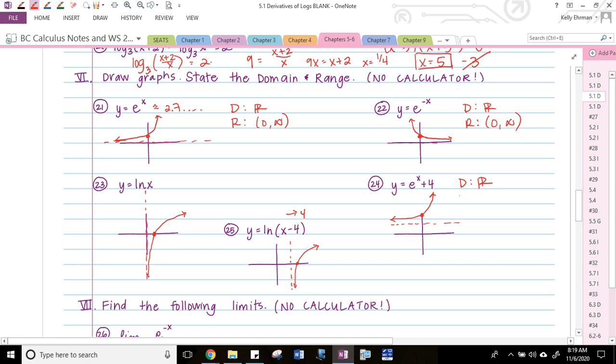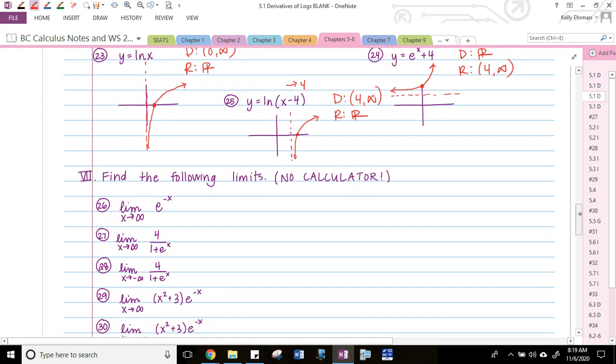For e to the x plus 4, now we've got 4 to infinity because that's where the new horizontal asymptote is. And then for logarithmic functions, the range can be anything, all real numbers. The range is always all real numbers. The domain is based off of that vertical asymptote. So the domain for the natural log x graph is anything from 0 to infinity, not including 0. For natural log of x minus 4, now it's 4 to infinity, again, not including the 4.